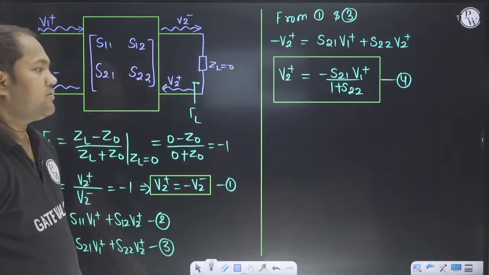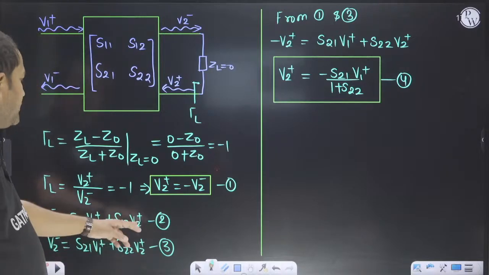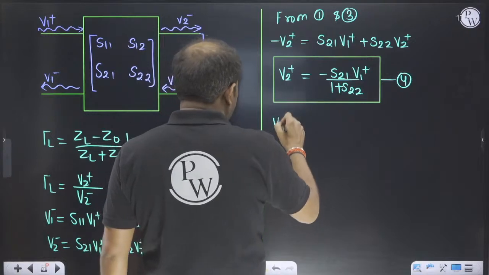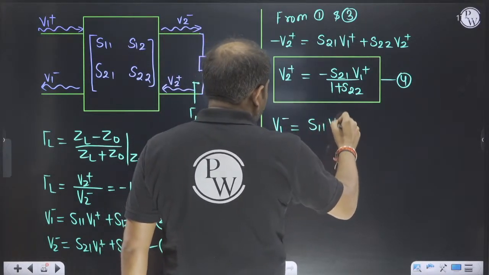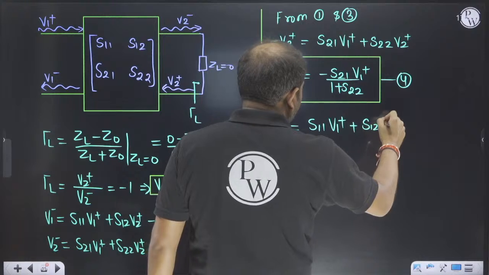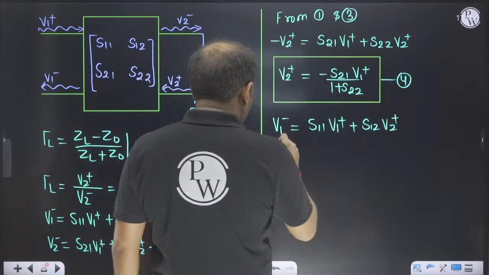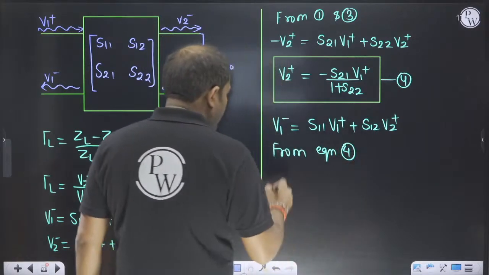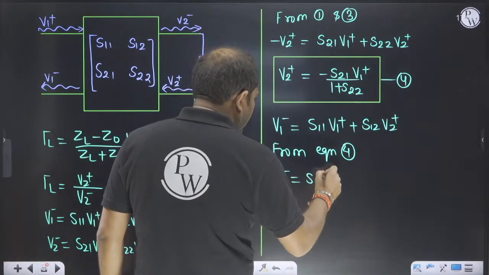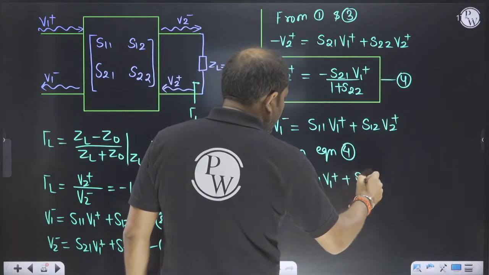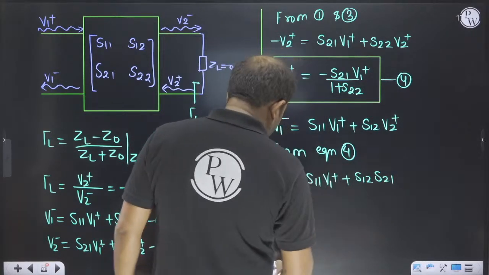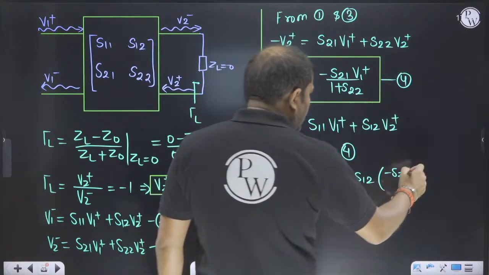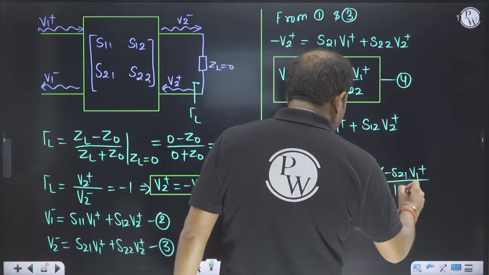Then using equations 1, 2 and 4, I will put V2 plus here and I will get the relation between V1 minus upon V1 plus. So V1 minus is equal to S11 V1 plus plus S12 V2 plus. From equation 4 you will get V1 minus is equal to S11 V1 plus plus S12 times minus S21 upon (1 plus S22) into V1 plus.